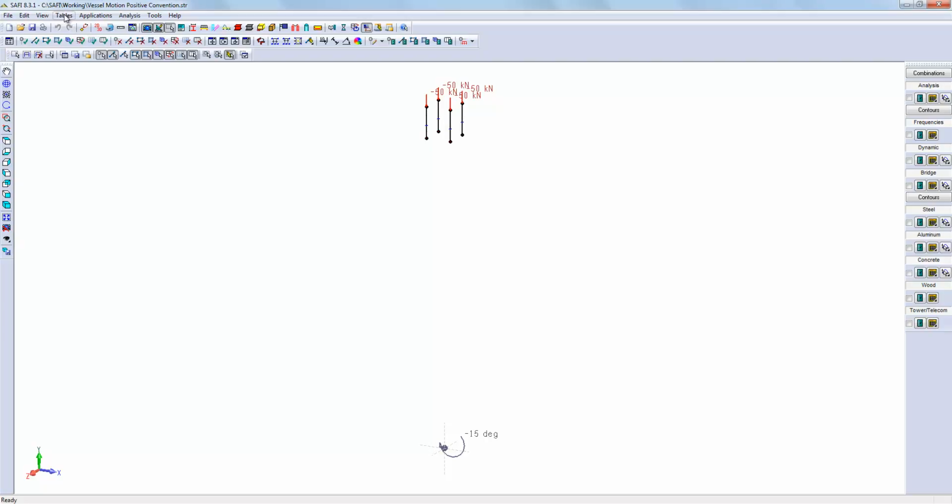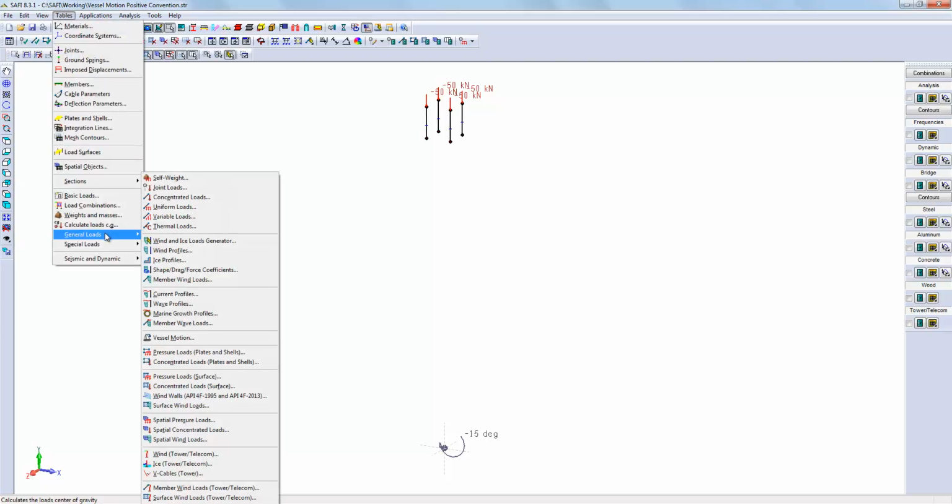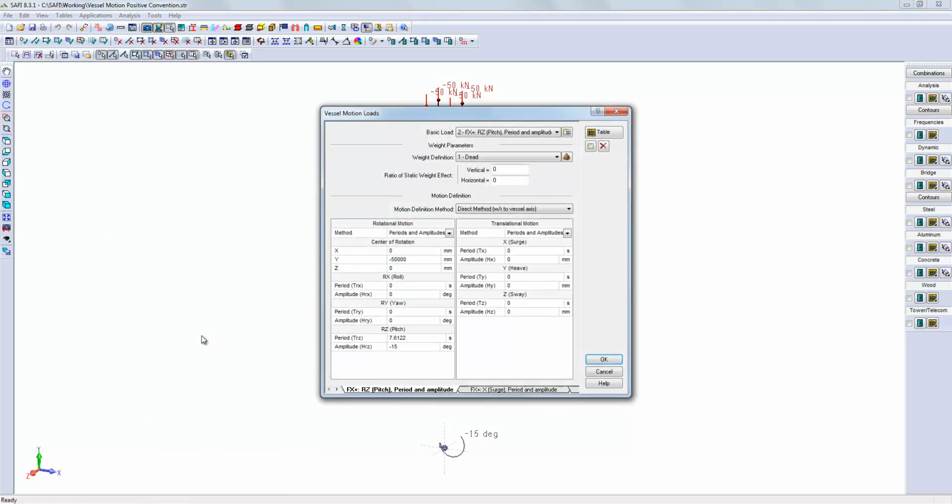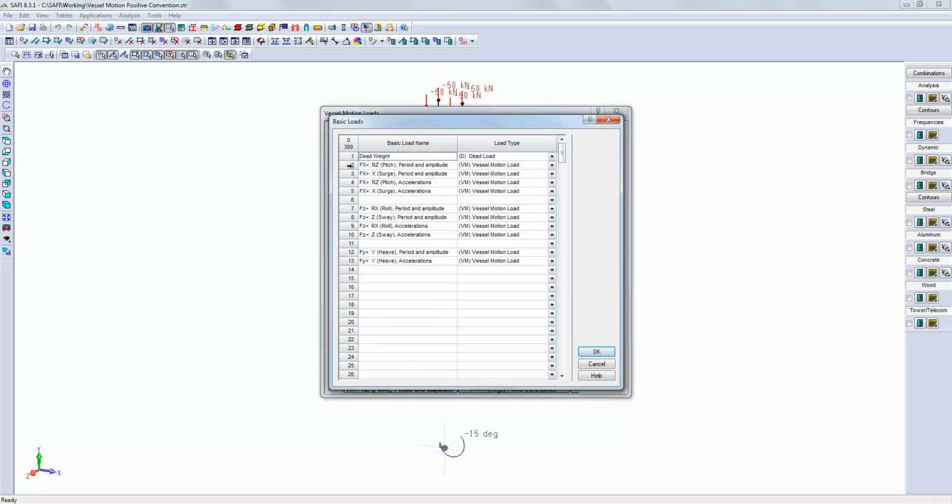Let's see how it is defined. First, before specifying any vessel motion accelerations, we have to create basic loads corresponding to a vessel motion load type, and you have to define their names. Here, we created many accelerations along X, along Z, and along Y, corresponding to the weight acceleration. All of them are applied in the positive vessel motion convention in SAFI.